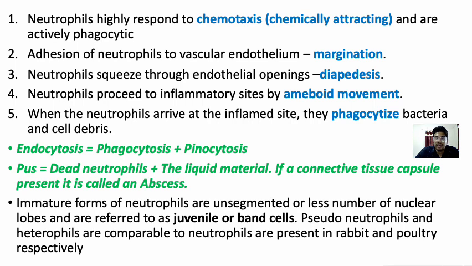Fourth, the neutrophils have amoeboid movement. Like an amoeba, the neutrophils can move, which is absent in the case of RBCs. And last, when the neutrophils arrive at the inflamed site, they will phagocytose. Phagocytosis means that they can engulf the bacteria and cell debris. Phagocytosis is basically one section of endocytosis. Endocytosis can be of two types, phagocytosis or pinocytosis. If a solid material is engulfed, it is phagocytosis. When a liquid material is engulfed, it is called pinocytosis.